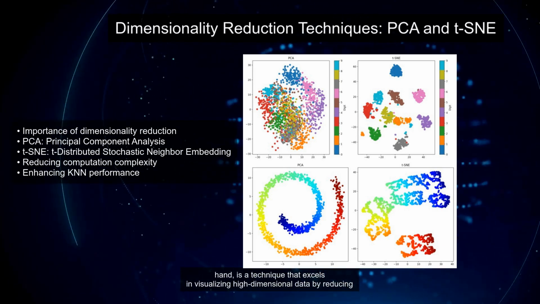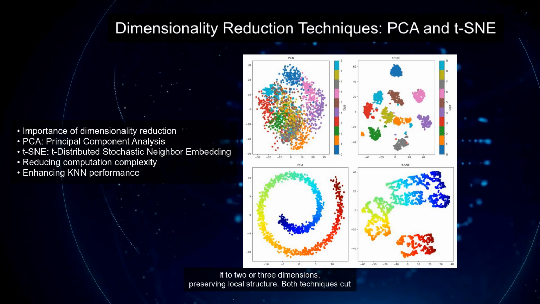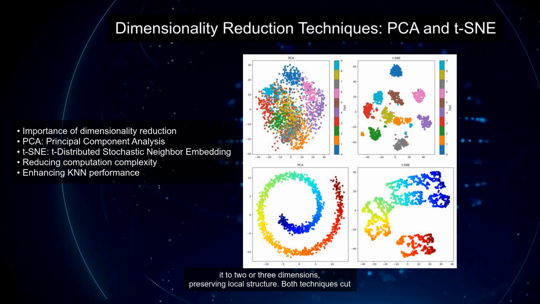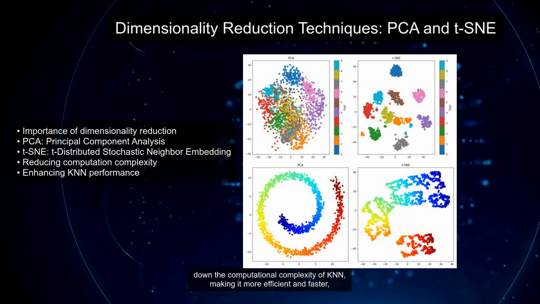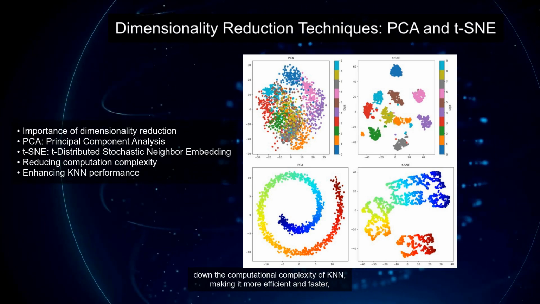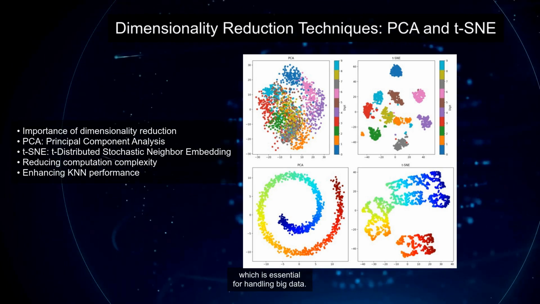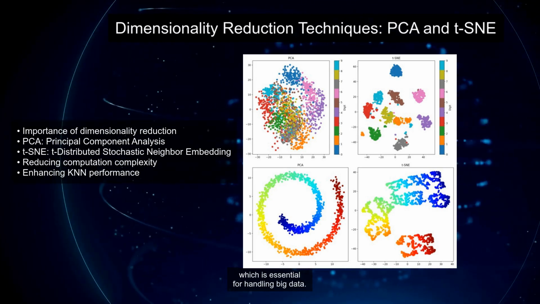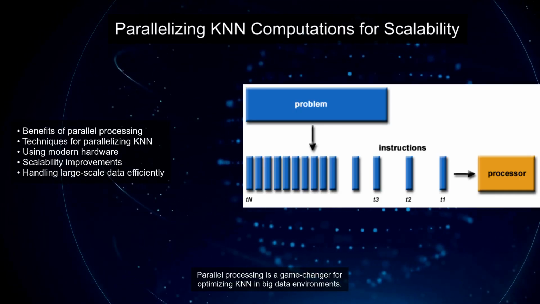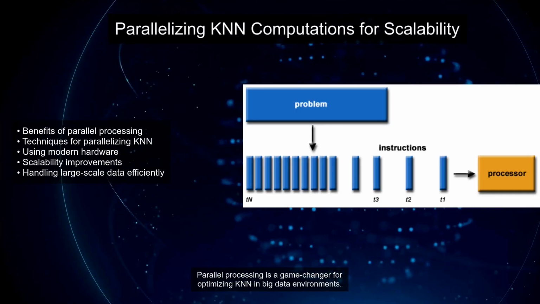t-SNE, on the other hand, is a technique that excels in visualizing high-dimensional data by reducing it to 2 or 3 dimensions, preserving local structure. Both techniques cut down the computational complexity of KNN, making it more efficient and faster, which is essential for handling big data. Parallel processing is a game-changer for optimizing KNN in big data environments.